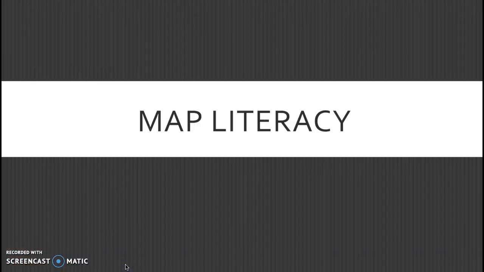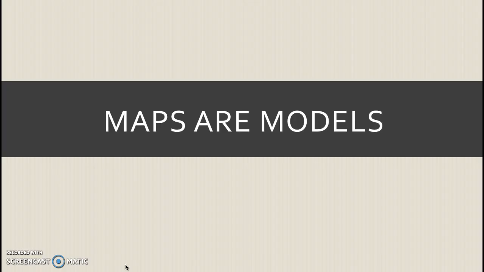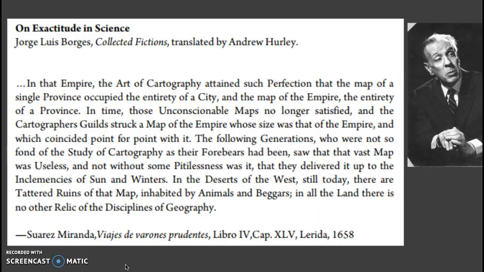This lecture provides an introduction to different types of maps and highlights a few points on how to critically read maps. The first point to emphasize is that maps are models. That is, maps are simplified representations of reality. They are not a complete copy of reality itself.